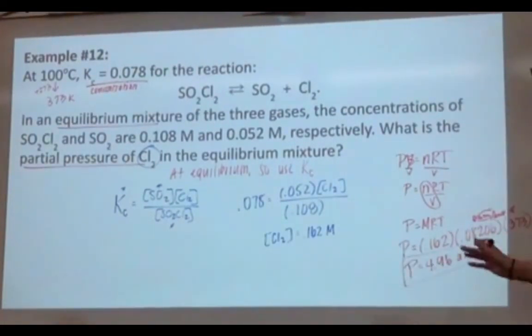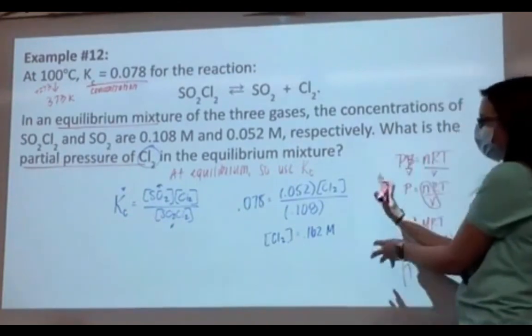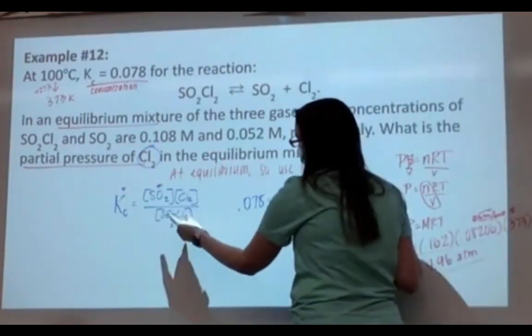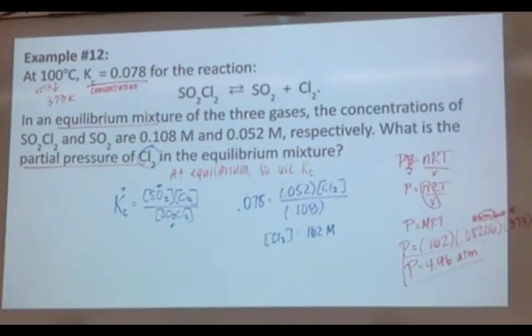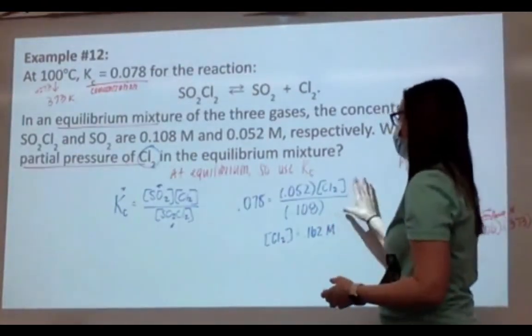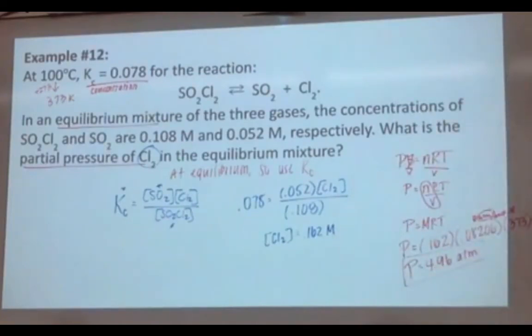So what this was, if we ignore what's in the red right now, is using the Kc expression to solve for one of the products at equilibrium. But then the question wanted us to take it a step further and go from molarity to pressure. In more of the examples that we look at, we'll use K to solve for one of the equilibrium concentrations or pressures.